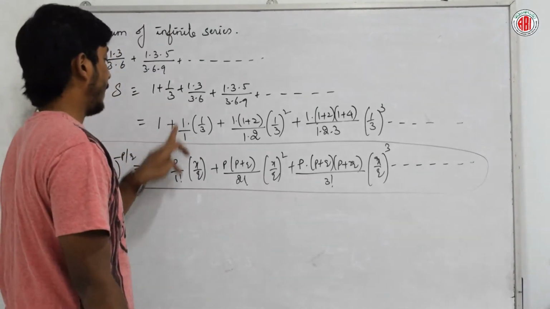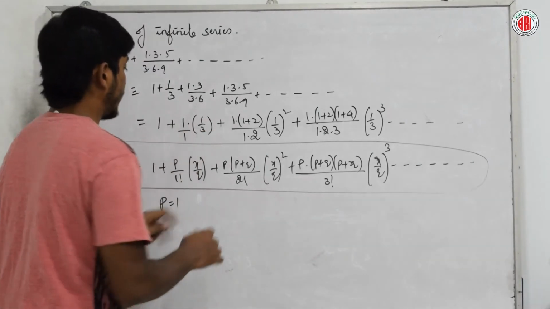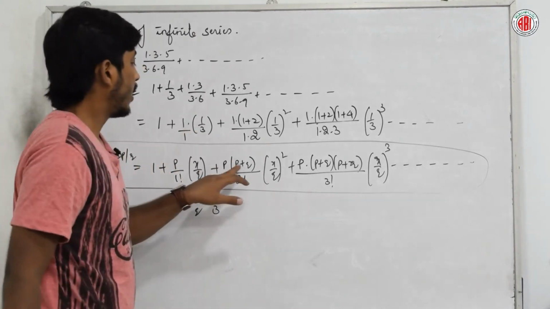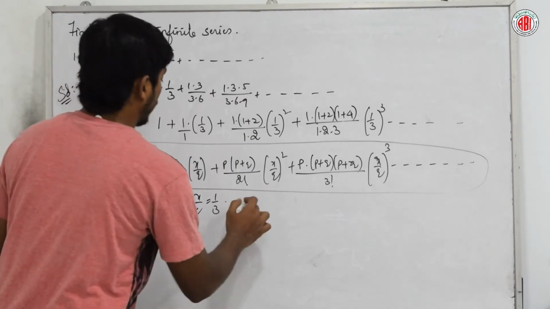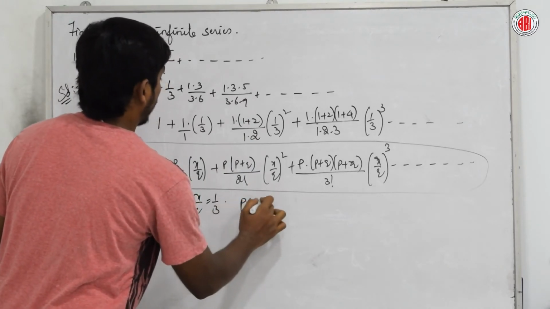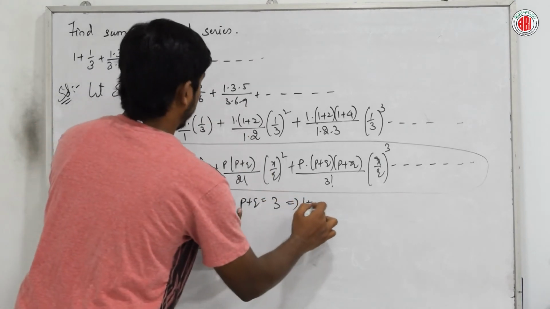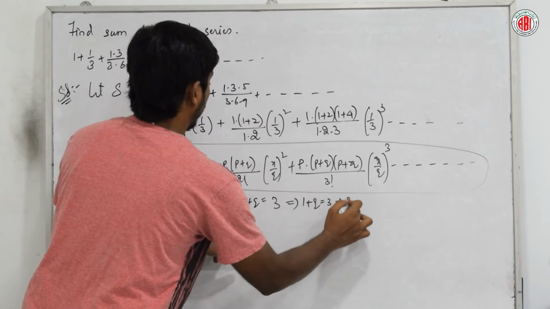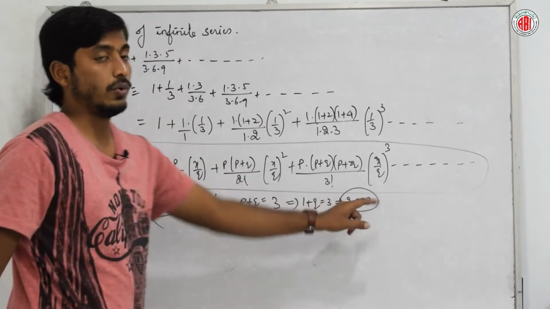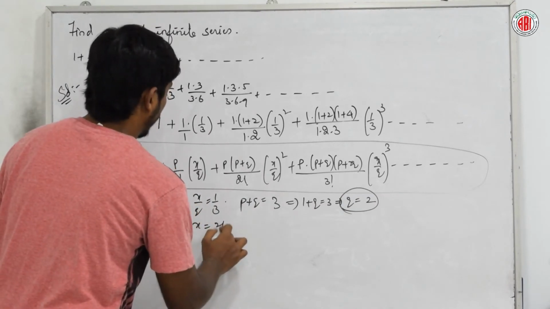1 is same, p is fixed, done. x by q is 1 by 3. Now here p plus q is 1 plus 2. Here if we observe, p plus q is 3. I know what is p. So what is q here? 2. We got p, we got q. What about x here? x is equal to 2 by 3.